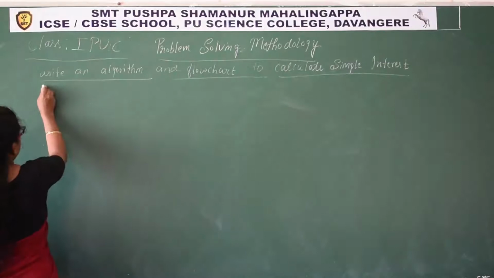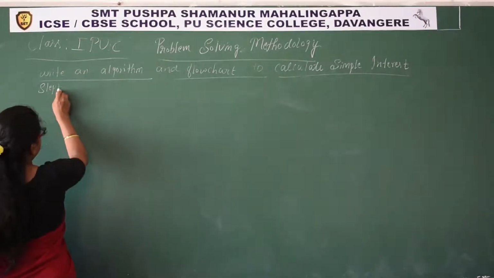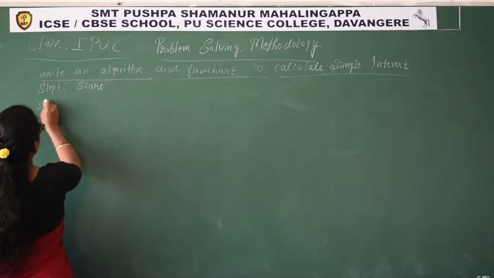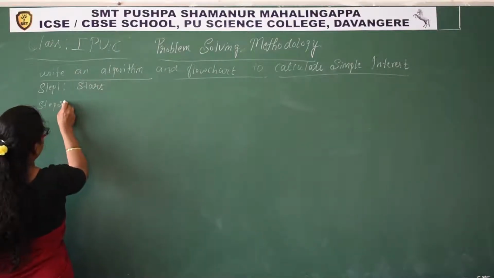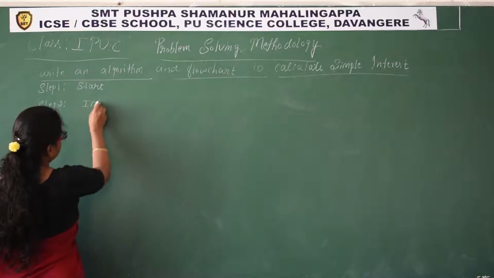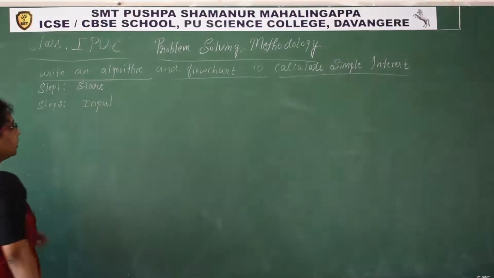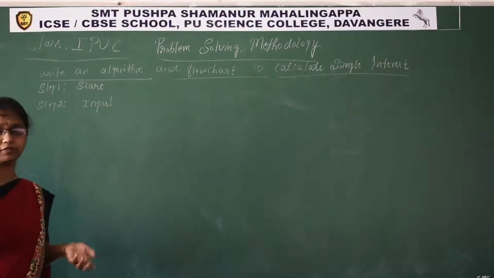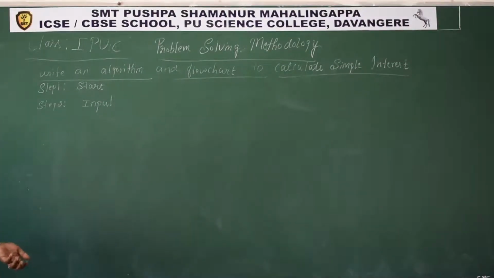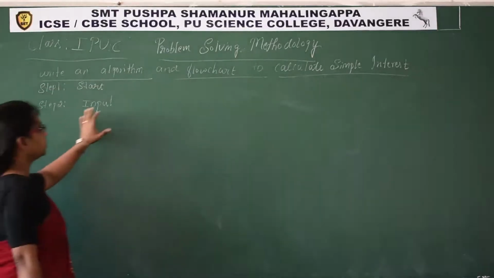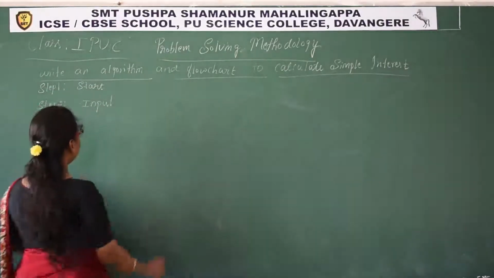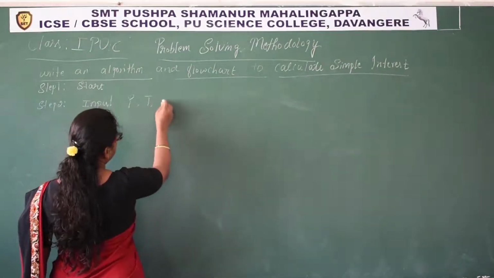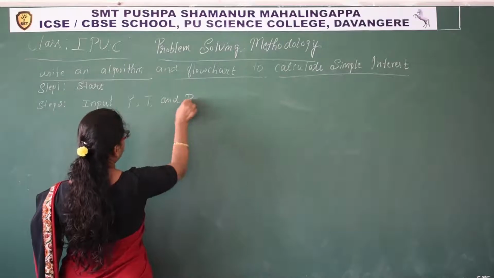Let us start. Step 1, start. Step 2, input. In the algorithm, we won't mention the type of the data, whether it is a decimal number or an integer number. We just give a rough sketch. Input principal amount, time and rate of interest.